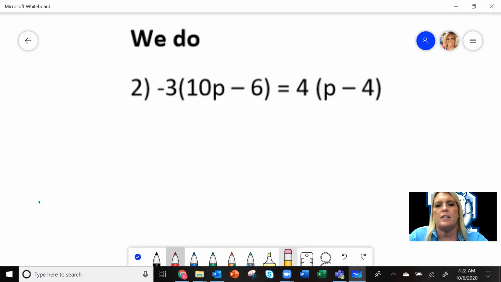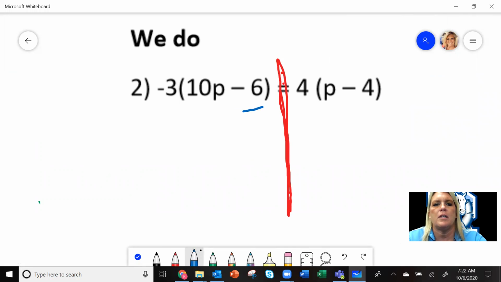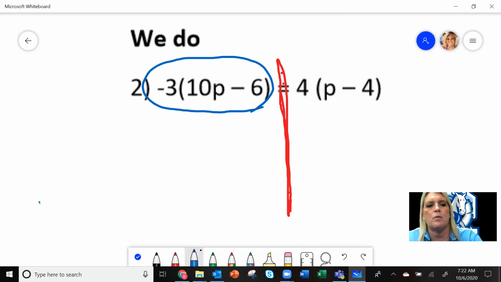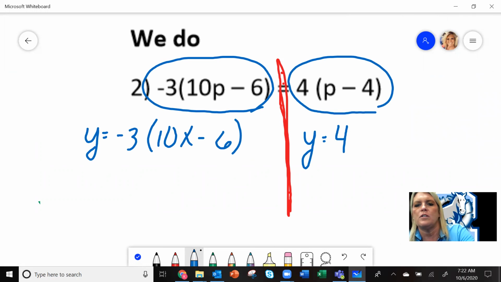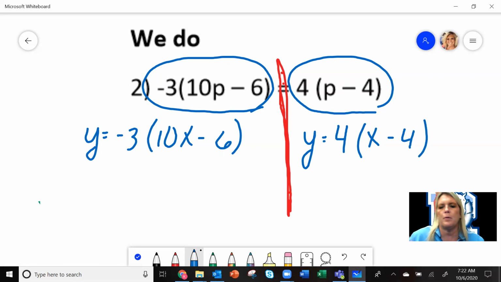All right, so what I did first was draw a dotted line at the equal sign to split it up. Now I'm going to take the left-hand side and write my equation: y equals -3 times (10x minus 6), using an x instead of p. Then do that for the right-hand side: y equals 4 times (x minus 4), using x instead of p. A variable, it doesn't matter what letter we're using, but the calculator looks at it as an x.